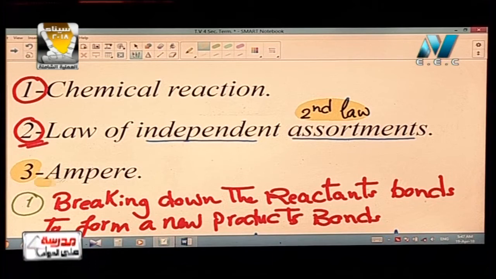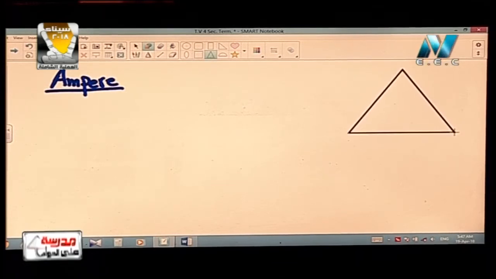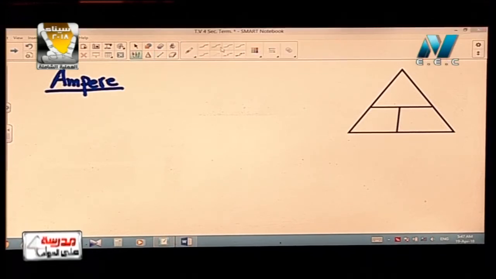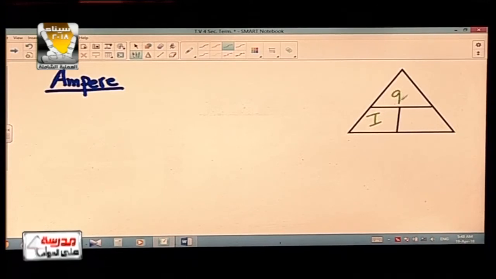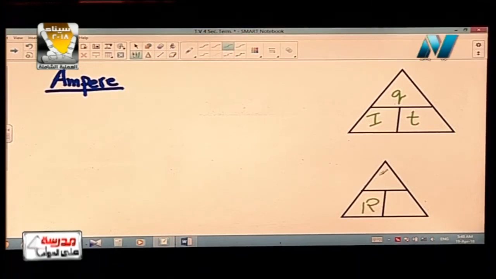Number 3, we talk about what is meant by ampere. How can we define ampere? Let's answer together. We have two definitions of ampere, and we can define them from the magic triangle. As we agreed, we can define any definition from the magic triangle. For example, I equals Q over T. And we have another magic triangle, R equals V over I. So we have two mathematical laws. R, the electric resistance, equals V, the potential difference, over I, the current intensity.